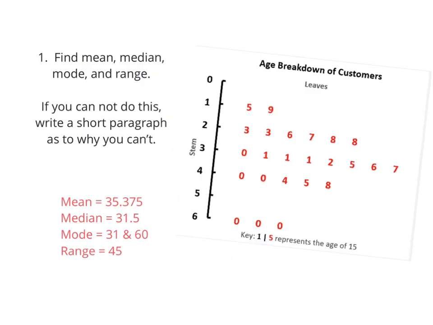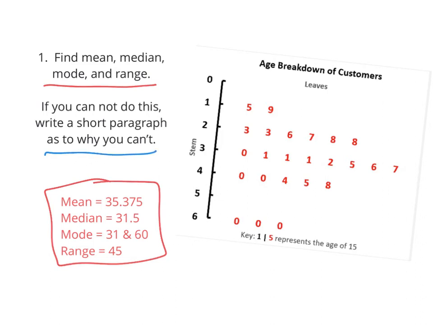Then for each graph, you're going to do these things. First of all, you're going to find mean, median, mode, and range, which I did on this stem and leaf plot right here. However, if you can't, you have to write a short paragraph as to why you can't. There's quite a few graphs out there where you can, but there's also a few graphs where you can't, and you need to know why. So give me a reason why you can't find mean, median, mode, and range.